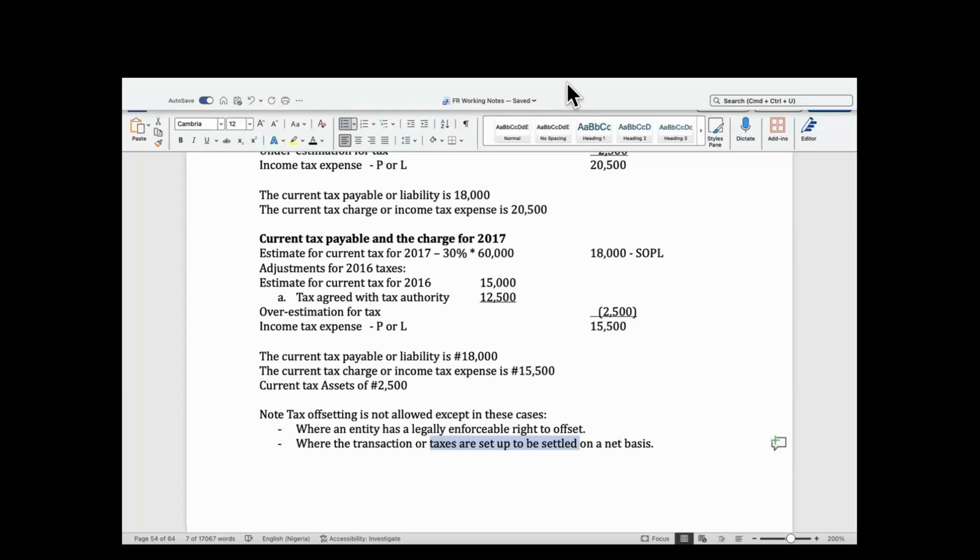When you have separate transactions, you treat them separately. When you are expecting money and you're supposed to pay money to the same person, they are different transactions. You present them separately because that's fair and that's faithful representation.